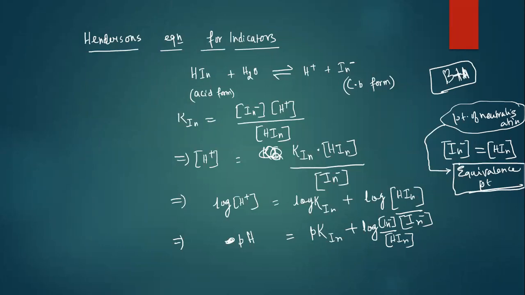Now this point will come when the base form of the indicator will be equal to the acidic form of the indicator in terms of concentration. So if these two are equal, then this will be log 1. So at this point, pH will be equal to pKIn. So this is an important relationship. This is Henderson's equation for indicators. Okay, this one.